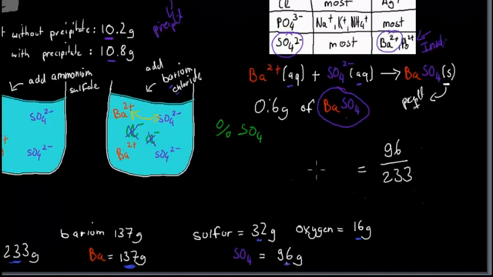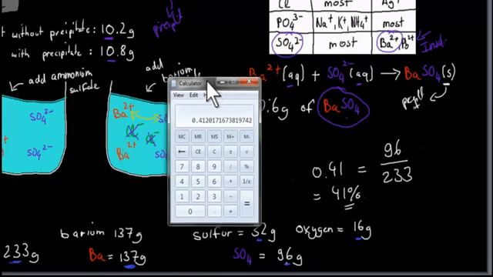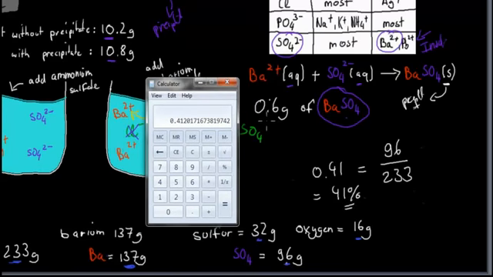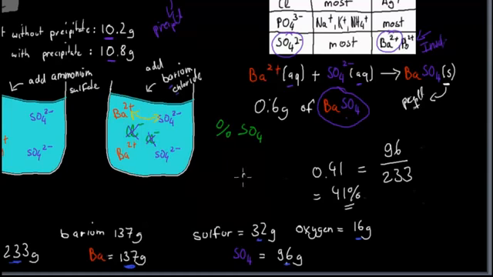So that means 0.41. If you times it by 100, that means 41% of this 0.6 grams comes from sulfate. So if we take the calculator, this is 41% times 0.6. So overall we have 0.247, or I can just round it up to 0.25 grams of sulfate in that solution.